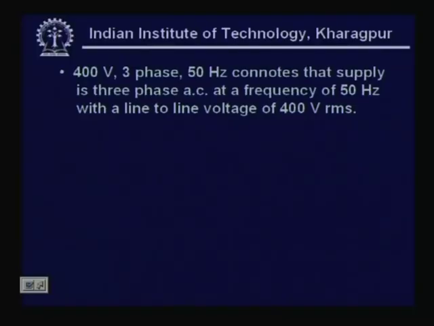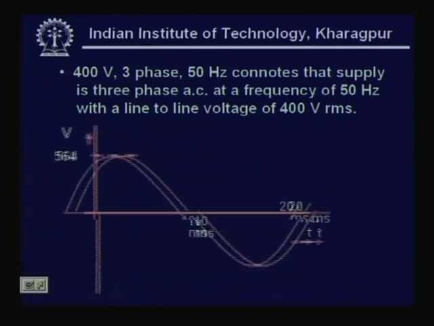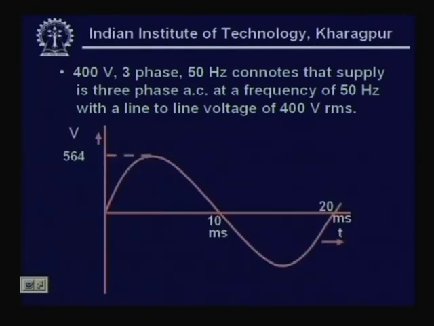Now, before we go further on any of these things, what 400 volts 3 phase 50 Hz means to us. 400 volts 3 phase 50 Hz tells us that the supply is 3 phase AC at a frequency of 50 Hz with a line to line voltage of 400 volts RMS. As can be seen from this figure, it is a periodic signal of 20 milliseconds, that is 50 Hz. 1 over 20 milliseconds gives us 50 Hz, and it has a peak magnitude of 564 volts.